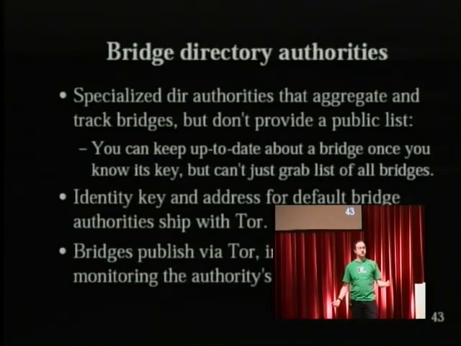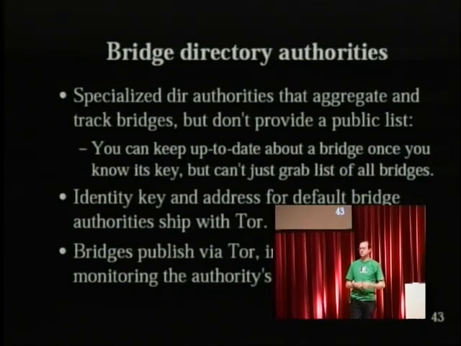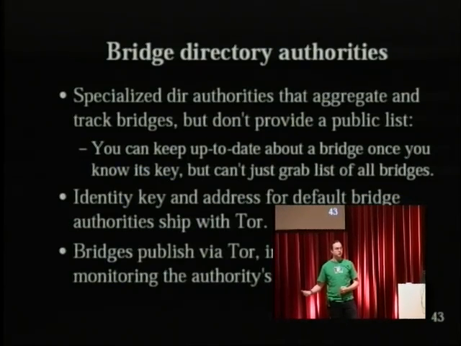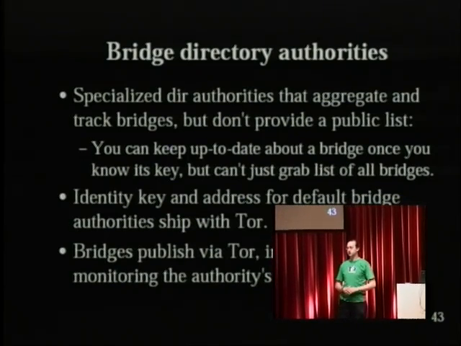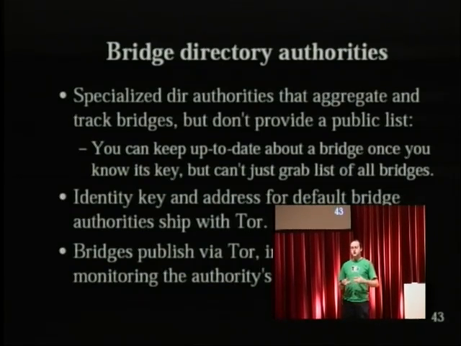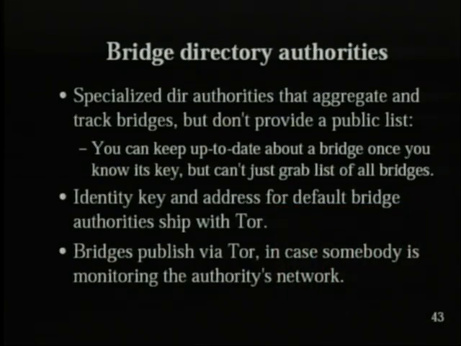That would be really bad, because then China should go to the authority and say, who are the ones I should block? So a little fix can fix that. The basic idea is if you already know about a bridge, if you know about its identity key, you can go to the bridge authority and say, I need an updated version of the server descriptor for this guy. Tell me about where he is now, what his keys are now, what his exit policy and rate limiting and so on are right now.